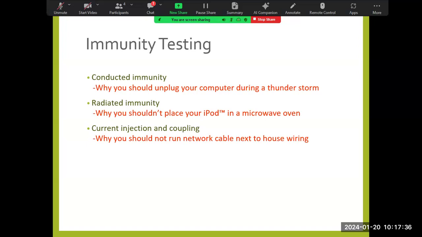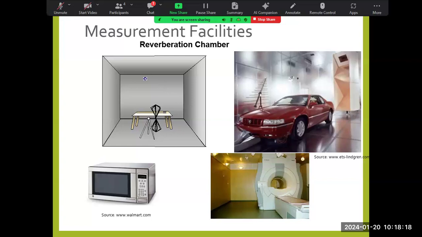Why should you not run a network cable next to house wiring? Or if you're in a church, never run air conditioning next to any signal cables, because they have the chopping of the waveform. Absolutely destroy it. ESD: do you really have to stay outside your car while refueling? The American Petroleum Institute used to have some videos showing what happens to young women with long hair and polyester when they go in and out. It was not good.